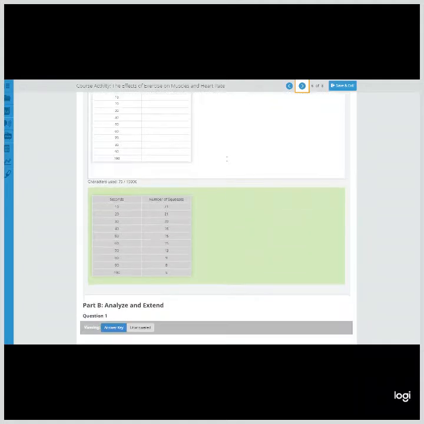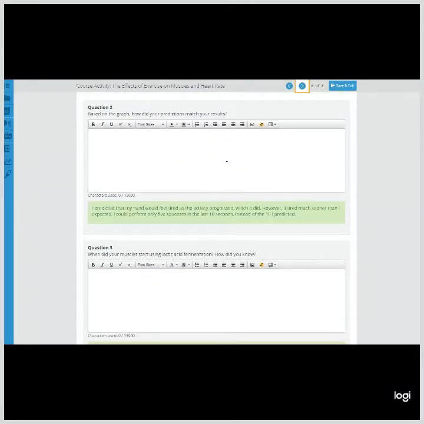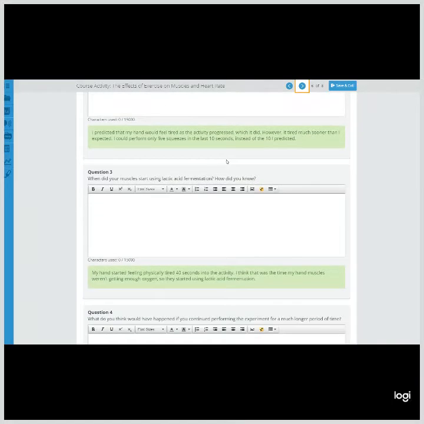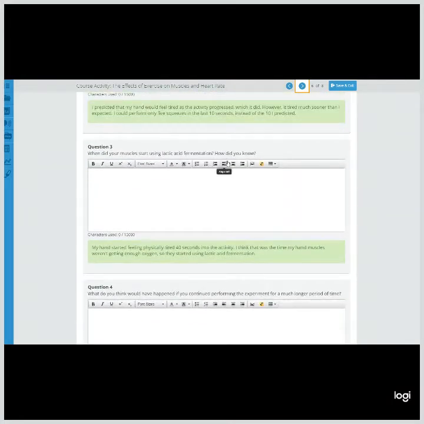It has places where you record your data for squeezing. You're going to graph it. Based on your graph, you're going to say whether your predictions match it or not. You're going to talk about when your muscles started feeling the lactic acid fermentation.